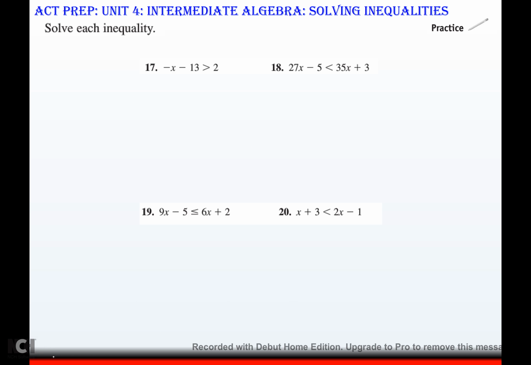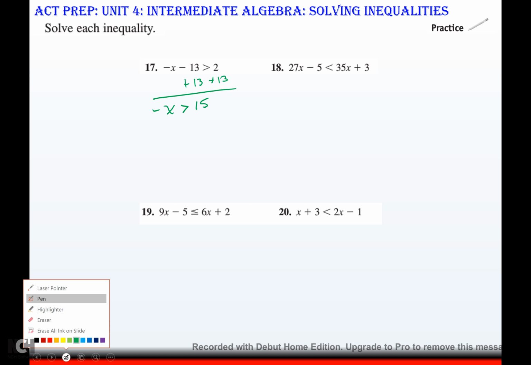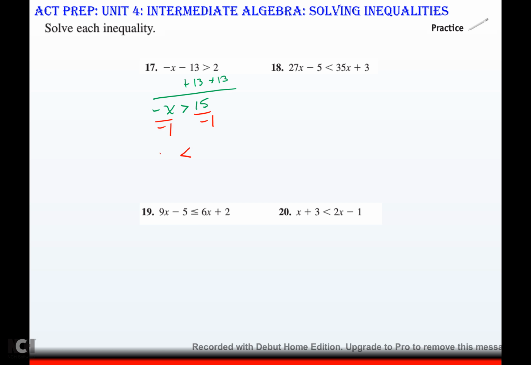Alright, 17. I'm going to add 13 first. That gives me negative x greater than 15. Then I have to divide by a negative, which is really like a negative 1, which will flip my inequality, but that gives me positive x less than negative 15. So I do not get to include negative 15, but anything smaller is a solution.